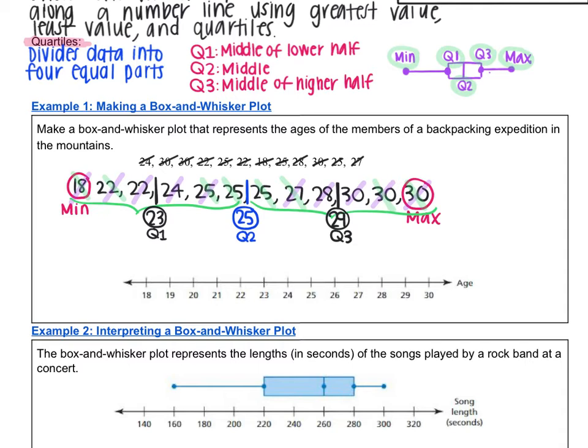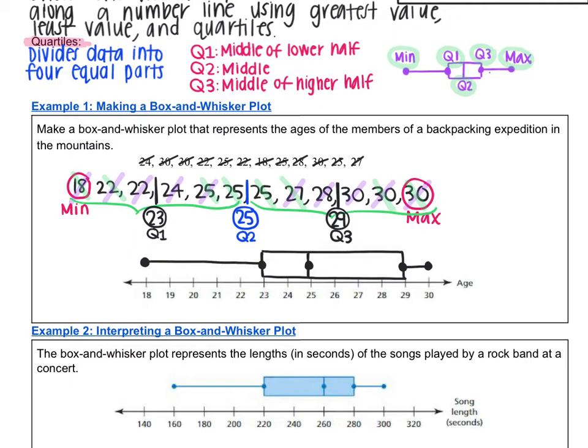Now I'm going to put dots at each of these. I'll put a dot at 18 for the minimum, a dot at 23 for Q1, a dot at 25 for Q2, 29 for Q3, and 30 for the max. Now this is a box and whisker plot. The box goes around Q1 and Q3 with a line through Q2, and then the whiskers go out to the lowest and highest values. So that's what my box and whisker plot looks like.